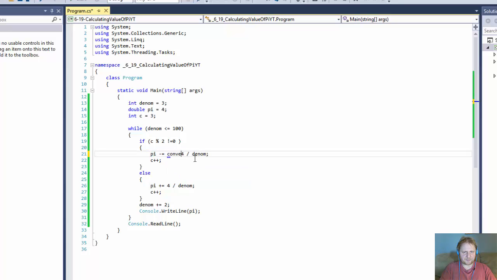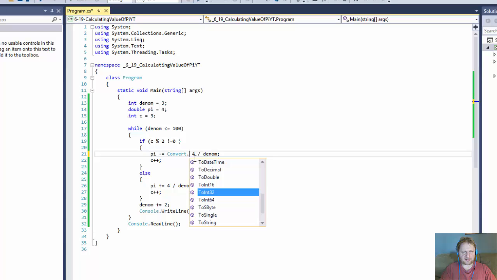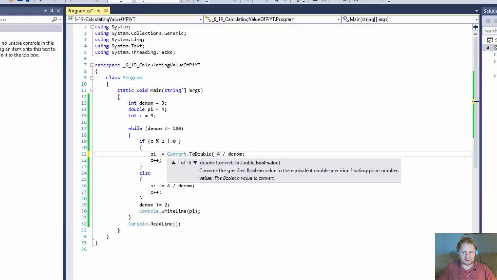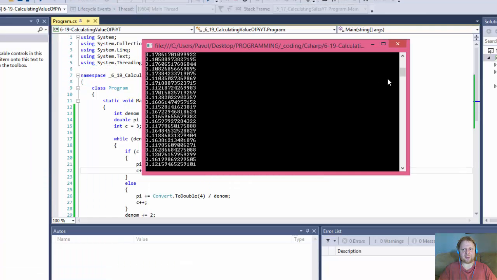It keeps it as an integer. So in order to get the result as a double with the decimal places, I will convert this 4 to a double, and the same over here. It's still 4, but now it's like 4.0, and it will keep the result of the division in a decimal rather than just the integer part of it, I think. Let's see. Yeah, there we go.